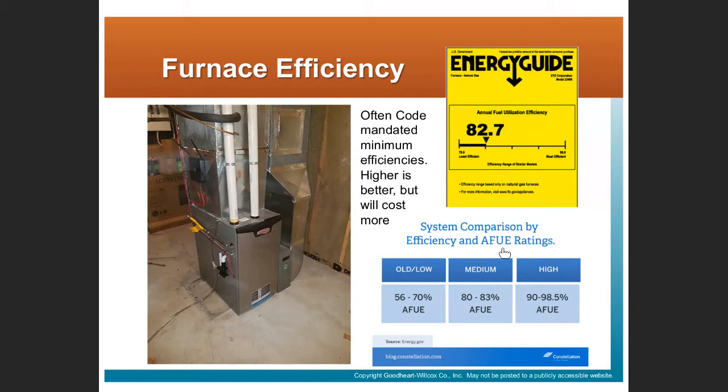So higher number is better, right? 100% would be perfectly efficient, but you see this range here of 90 to 98%. Those are very efficient systems.